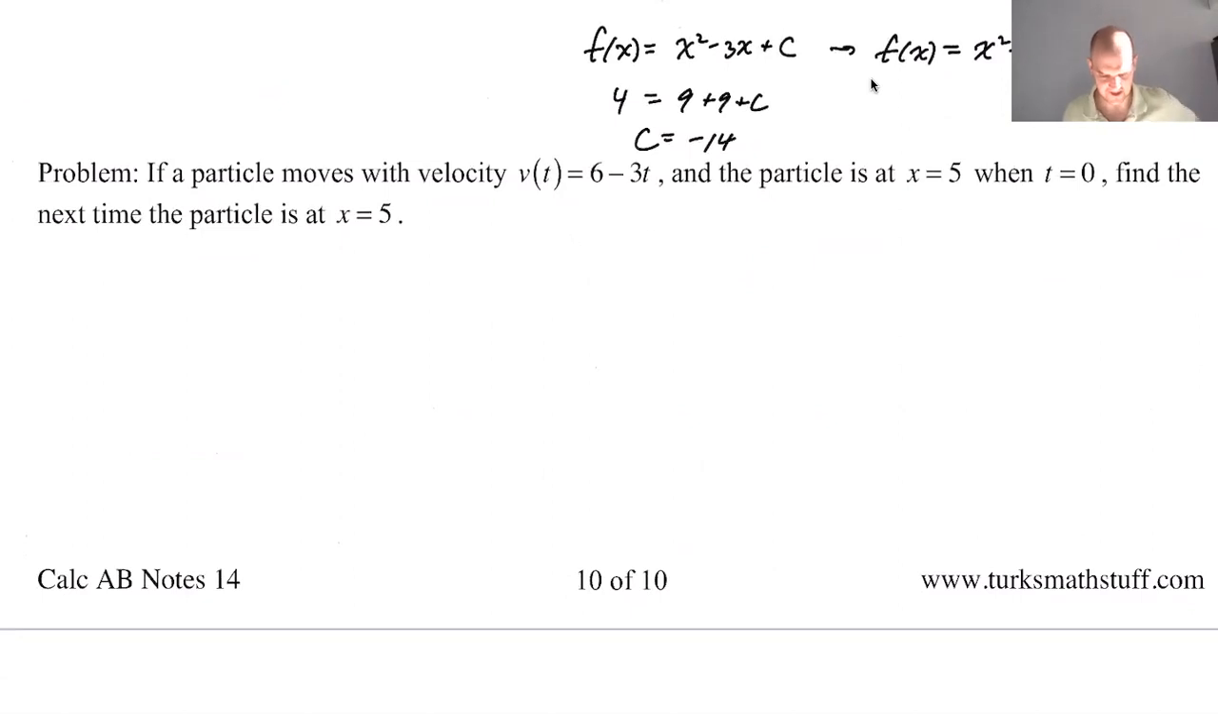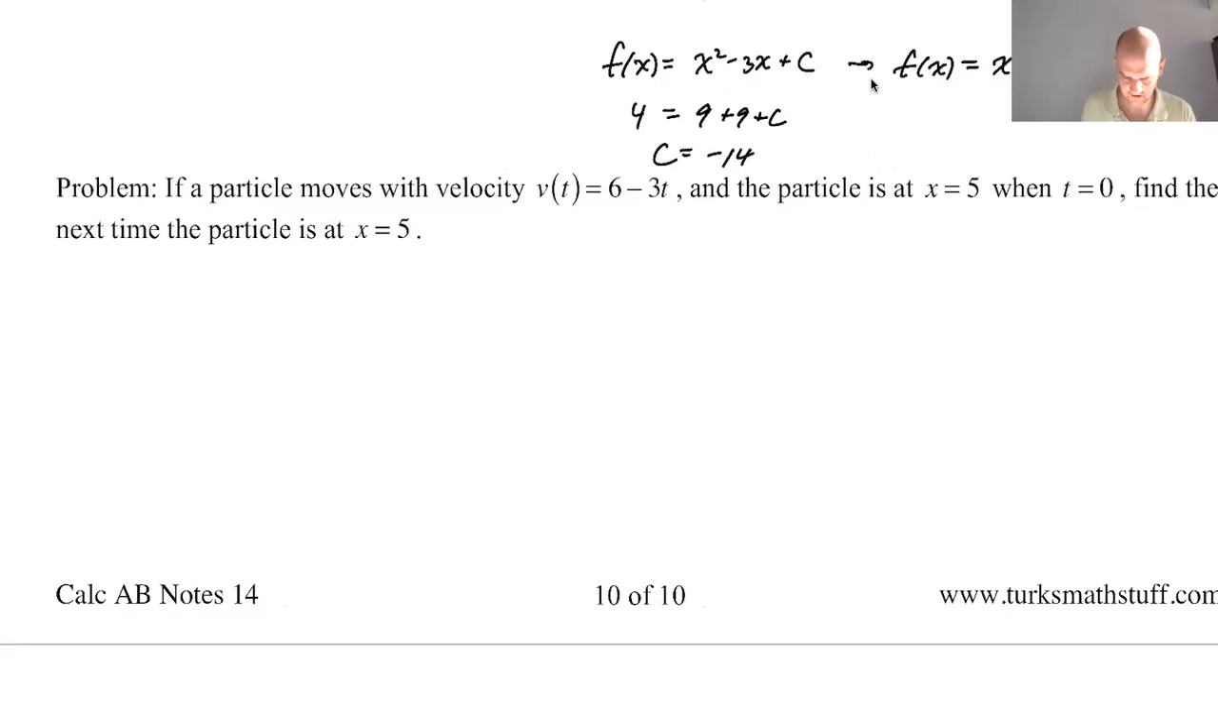Particle moves with velocity 6 minus 3t. The particle is at 5 when t is 0. Find the next time the particle is at 5. Okay. I can think of 2 ways to do this. I'm just going to find the function. So x of t, I'm going to integrate the velocity and solve for c and then set it equal to 5. So that'll be 6t minus 3 halves t squared plus c.